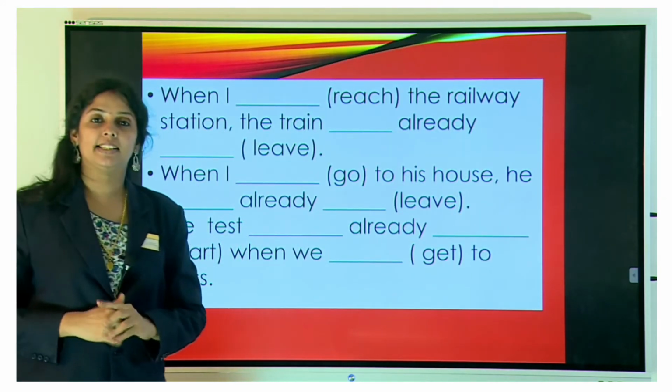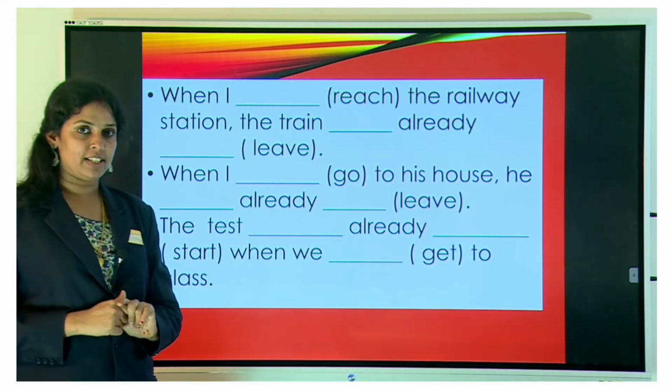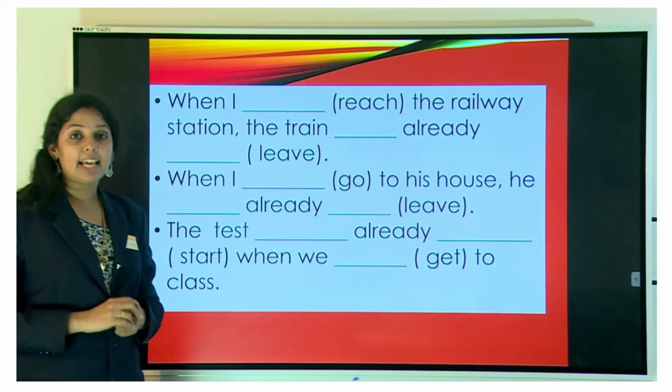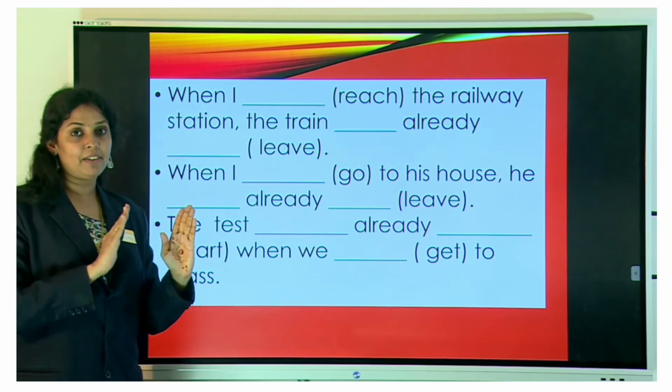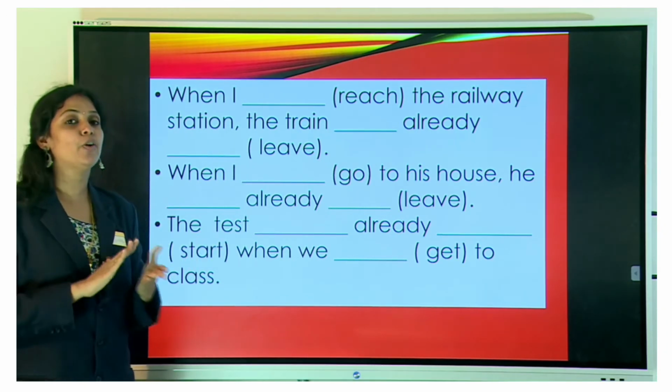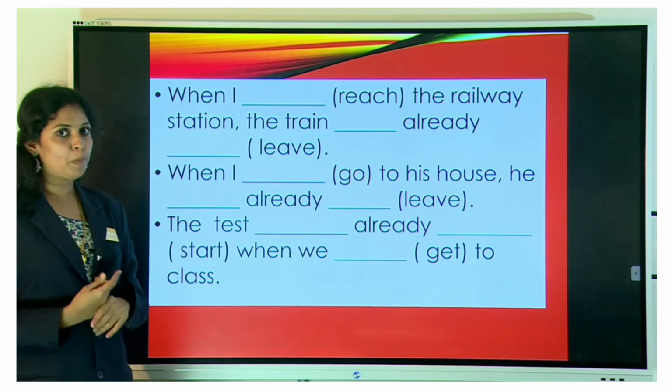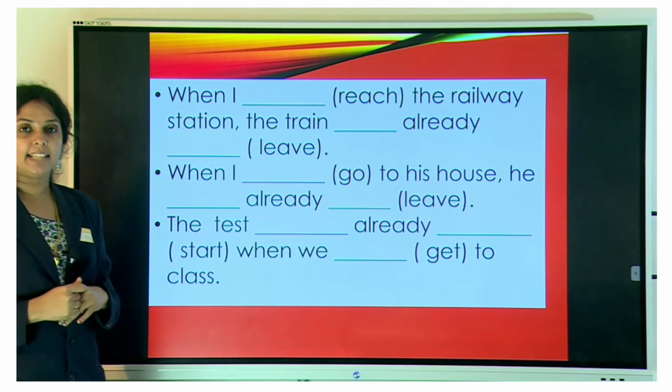Here are some more exercises for past perfect tense. When I reached the railway station, the train had already left. So the first event is the train had already left, then only I reached the railway station. I hope you understood. Let us move to the next example.